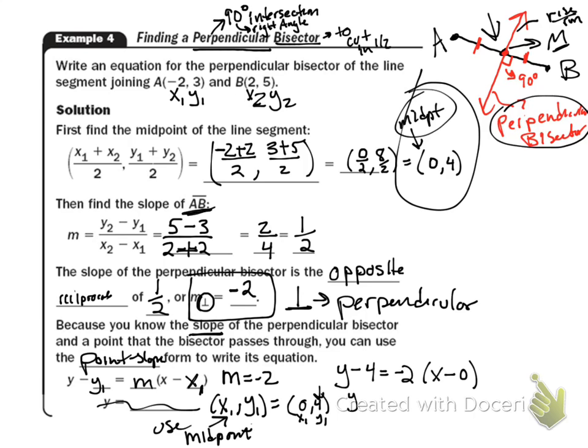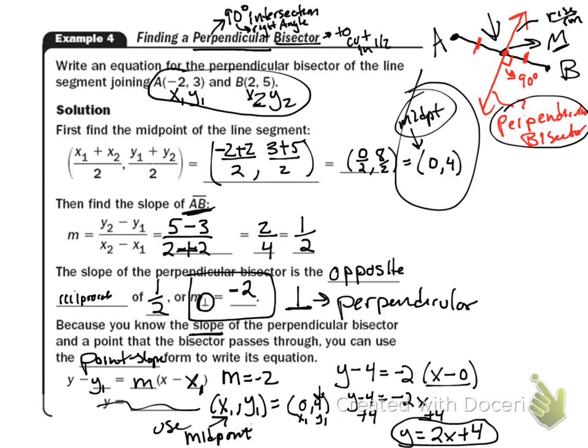So I get y minus 4 equals, really x minus 0 is just x, so I get y minus 4 equals negative 2x. I'm going to add 4 to both sides, and my equation becomes y equals -2 times x plus 4. That would be the equation of the perpendicular bisector to the line segment that joins those 2 points.